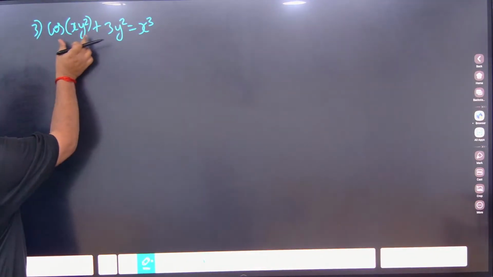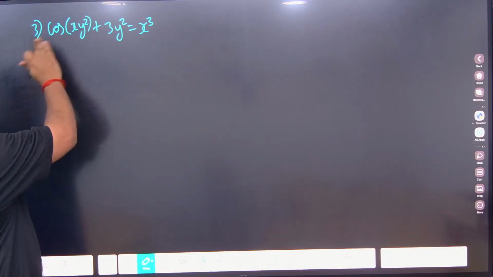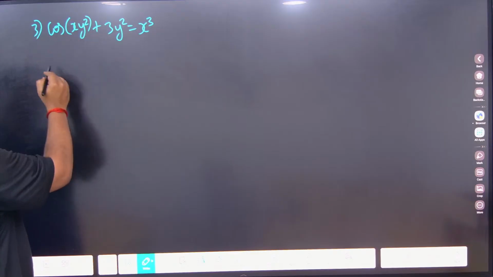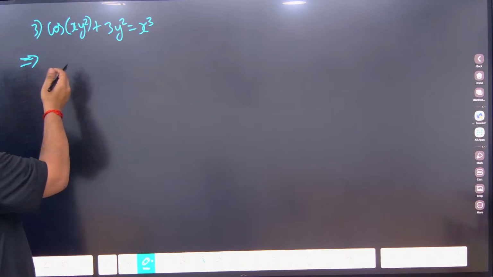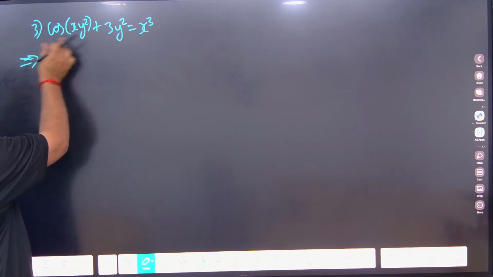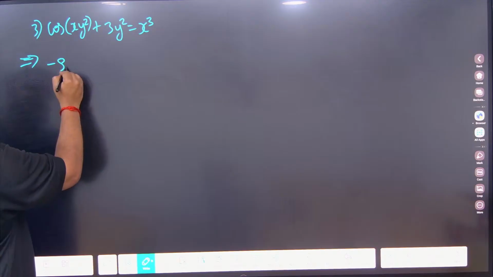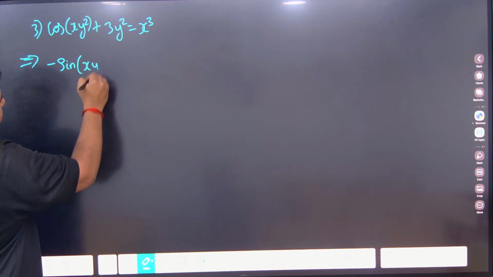So first, cos of something is there. Chain rule, from outside to inside we have to differentiate. If I want dy by dx, I have to differentiate with respect to x. Cos of something is what, friends? Minus sine of xy square.